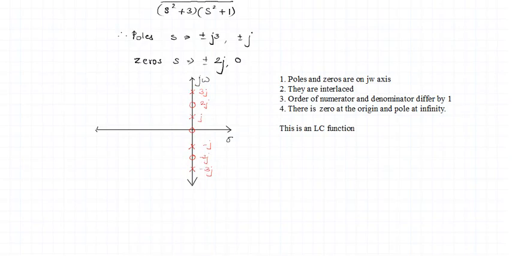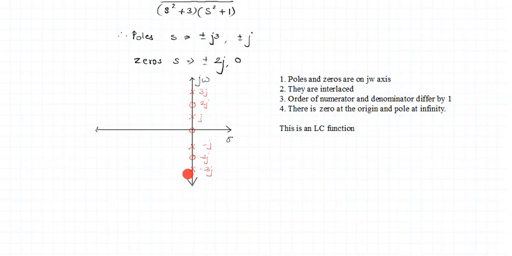So what do we observe from the pole-zero plot? We observe that all the poles and zeros are located on the j omega axis, on the imaginary axis. All of them are interlaced: zero followed by pole, pole followed by zero.